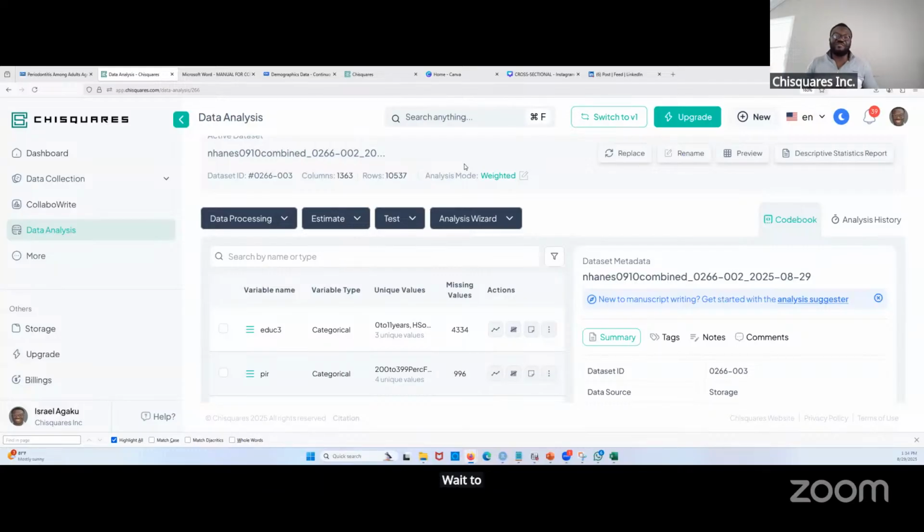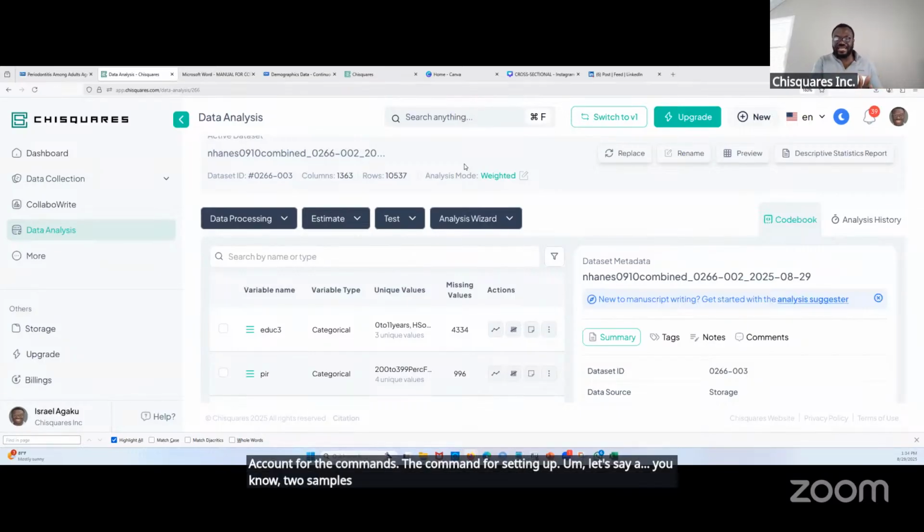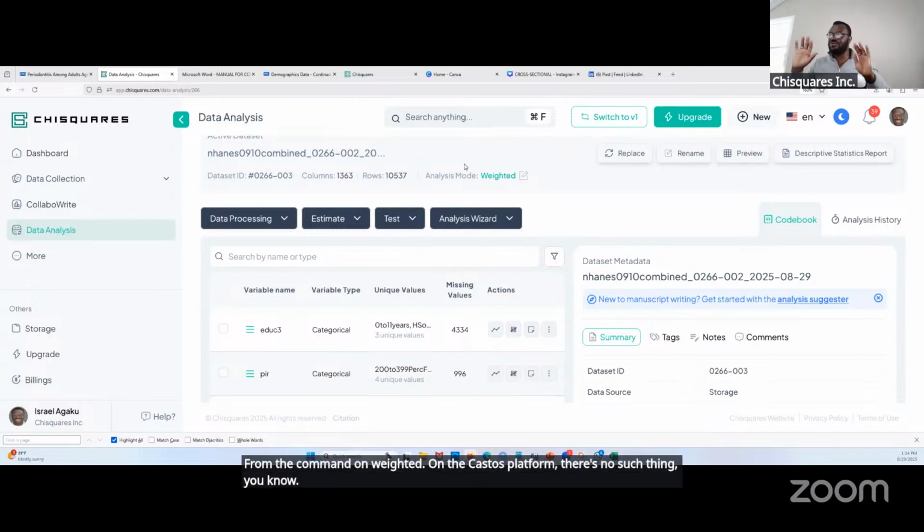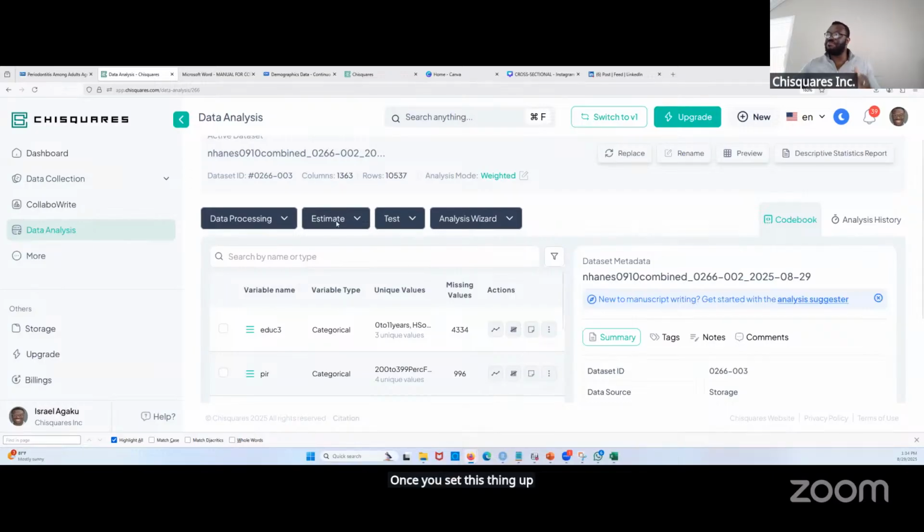Now, one of the challenges in analysis of complex survey data on other platforms is that it becomes very hard for you to account for the commands. The command for setting up, let's say, a 2 sample t-test for weighted analysis is quite different from the command for unweighted. On the Chi-Squares platform, there's no such thing. Once you set this thing up, any procedure you run will automatically account for the design.